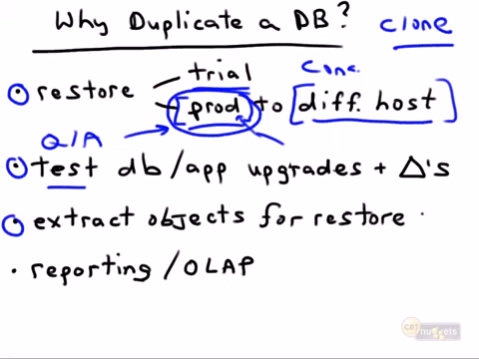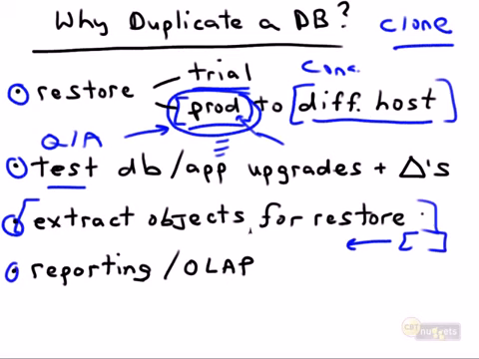A third reason for duplicating a database is to extract objects for restore. You might have a user who inadvertently drops a table from the production database, or maybe deletes a bunch of rows accidentally. One way among many, flashback is actually a quicker way to do it in most cases, but if you have up-to-date data or relatively up-to-date data in your cloned database, you can certainly run a quick data pump job and pull, or export, those rows or that object out of the cloned database and then import it into your production database. So it just gives us another fallback if something goes wrong on the production side.